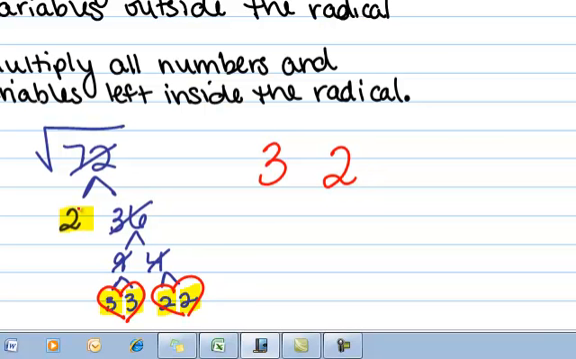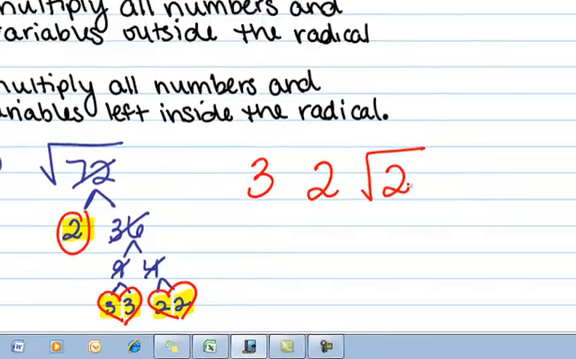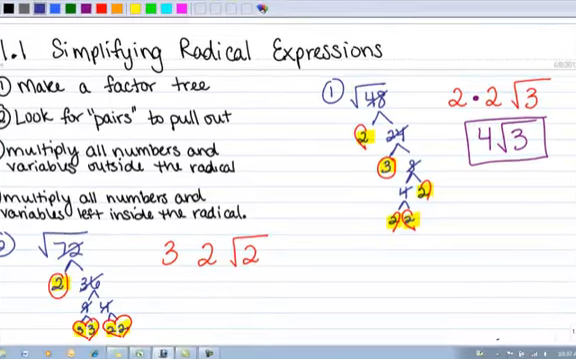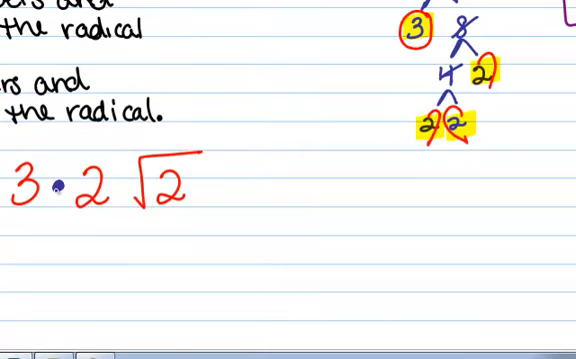And then last but not least, I have this 2 here, and he's all by himself. He's got nobody to go out on a date with, so I'm going to go ahead and write him underneath the radical all by himself. He's staying home tonight. And then my next step, it says that I'm going to multiply all numbers outside the radical. So I'm going to take that 3 and that 2 and multiply them. So 3 times 2 is 6. And then there's only the 2 underneath the radical, so my final answer is 6 radical 2.